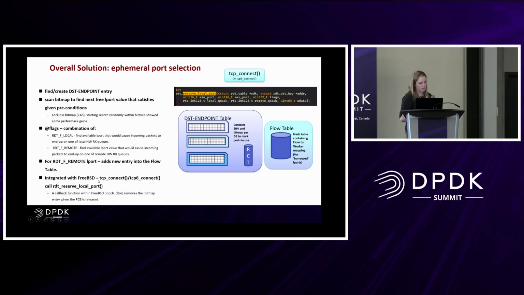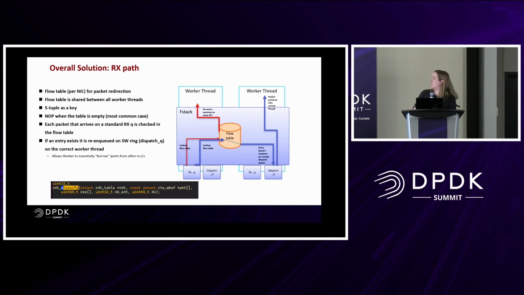It's quite integrated with FreeBSD, just because FStack is integrated with FreeBSD. So we call this reserve local port within TCP Connect in FreeBSD, or TCP6 Connect. And we free the bitmap and everything in the destruction of the PCB, in the PCB destructor. The reason we don't do it at socket creation and release is TCP time wait. Things can still fail the PCB lookup if you try to add it before the PCB is expired, not just the socket.